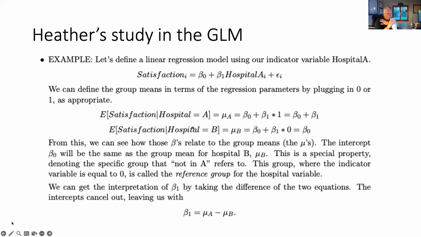The expected value of patient satisfaction for hospital B can be found by inserting the 0 for hospital B in the model, and out pops the intercept.